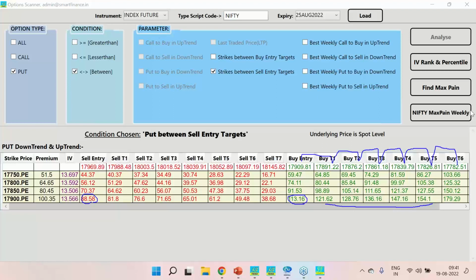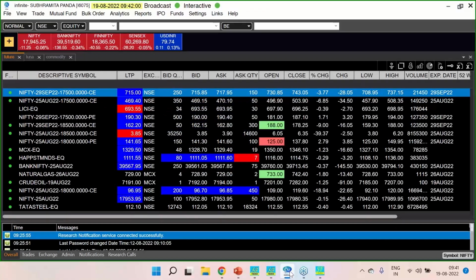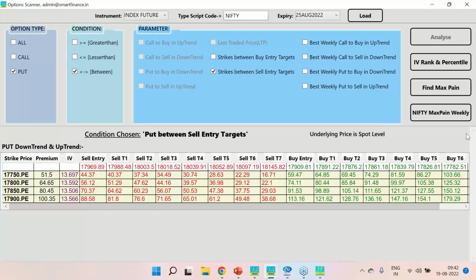So you can utilize the option scanner, which will simplify your option trading job in a great way. It will filter out and tell you the strikes which will suffer very little theta decay, that is time decay, and those strikes will be recommended. You should buy these options when the Nifty spot touches 17,909.